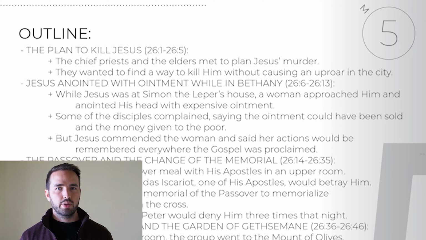Some of the disciples complained about this. They said, this ointment could have been sold for a lot of money, and a lot of poor people could have been blessed by that money. But Jesus commended the woman, and he said that anywhere the gospel would be preached in the future, they would hear about the good deed that this woman had done to the Lord.